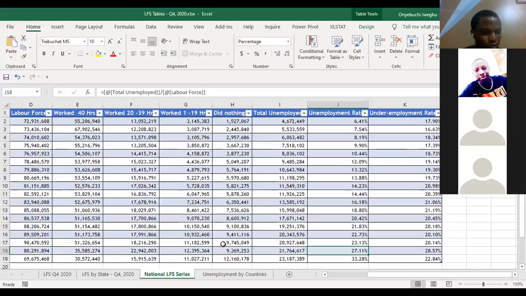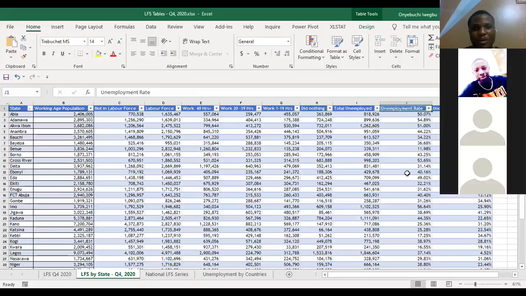That's where I'm going to. I want to bring it out. Look at it. Unemployment rate according to states. And so let's look at it now. This is arranged according to state and capital, Abia, Umuahia, and so on. Look at the unemployment rate. You see, Abia, 50%. So let's now arrange it according to the highest.